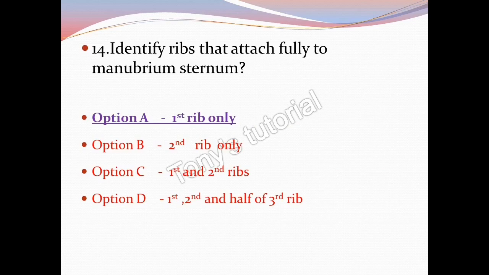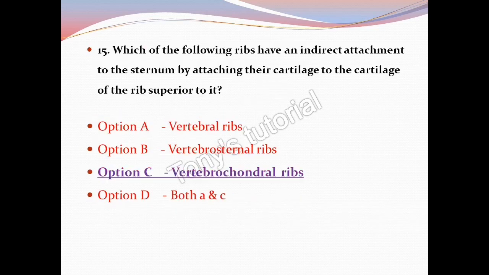Identify the ribs that attach fully to the manubrium sterni. This may be a tricky one. The ribs that are attaching completely to the manubrium sterni. The first rib only is the answer, because the second rib is only attached through a demifacet. Half of it is attached in the manubrium and half is in the body.